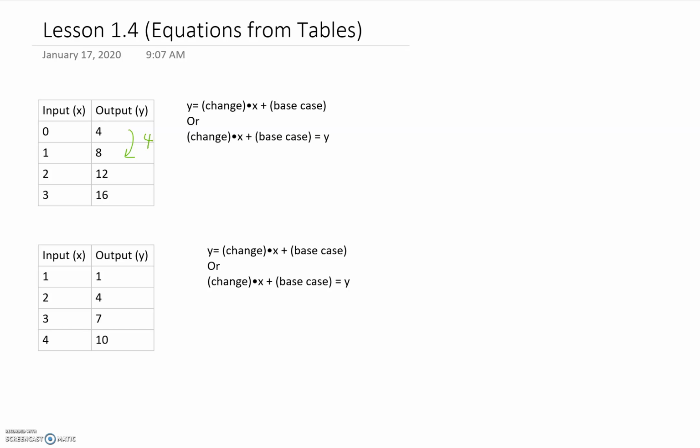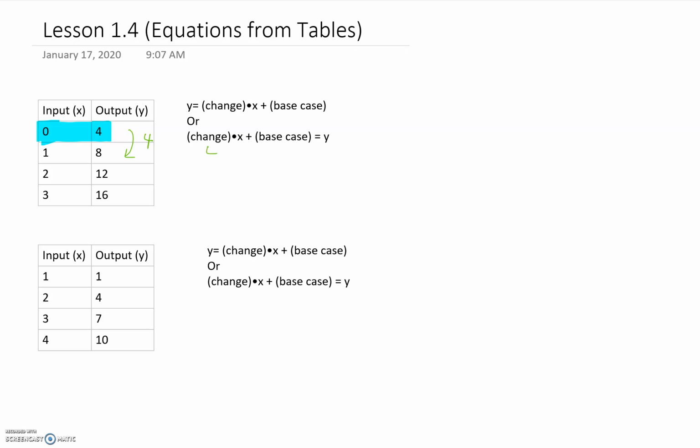We're adding 4 every time we go from 4 to 8, 8 to 12, 12 to 16. So that's the change. And the base case is where the input is 0. If the input is 0, then the output is the base case. So with that information, and that's all we have to do, we can get an equation. And then you want to check it. So let's just try it out.